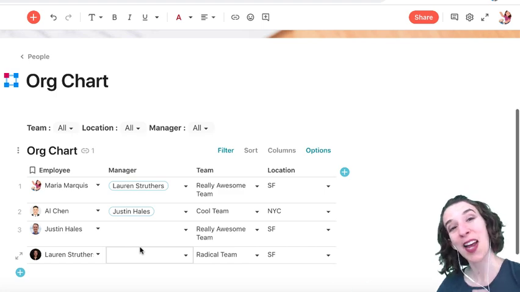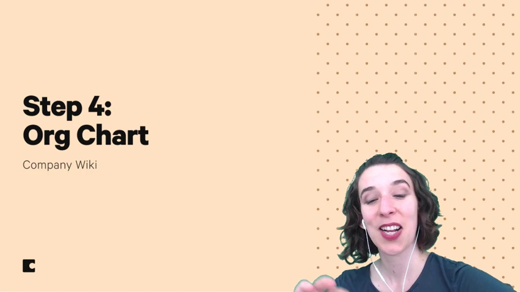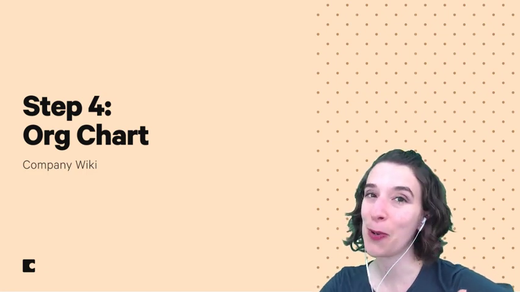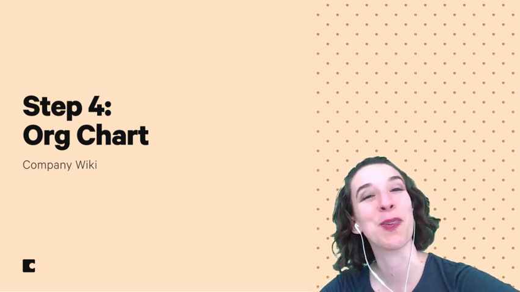With that being said, it's time to create your own wiki. Start with the structure, add the resources, go ahead and include a calendar, and then add the people by using an org chart. And if you ever need help, don't hesitate to get in touch with us at support@coda.io.